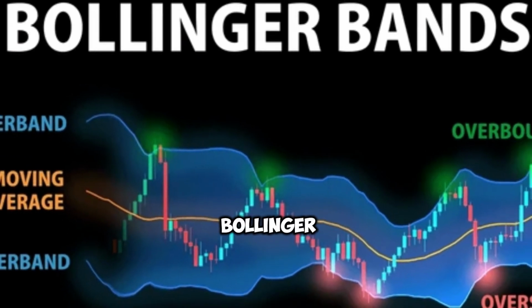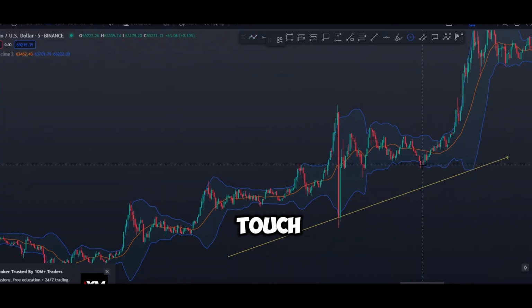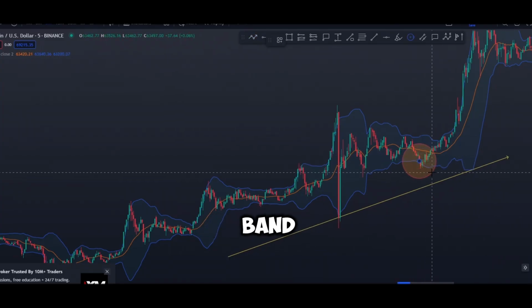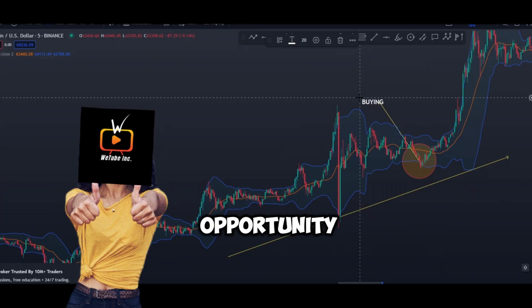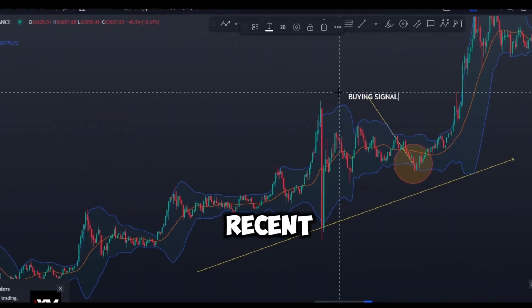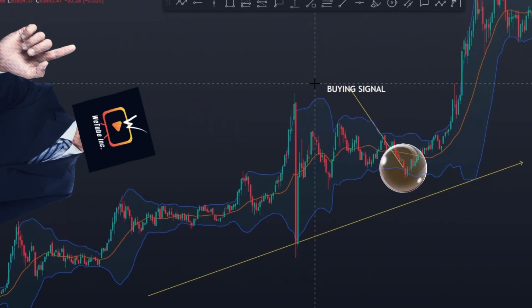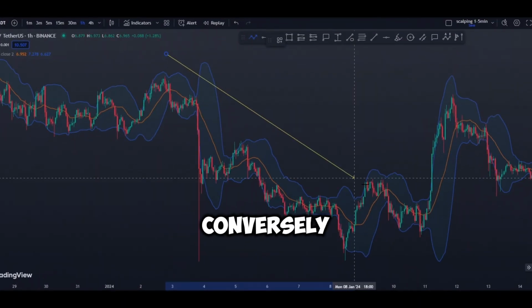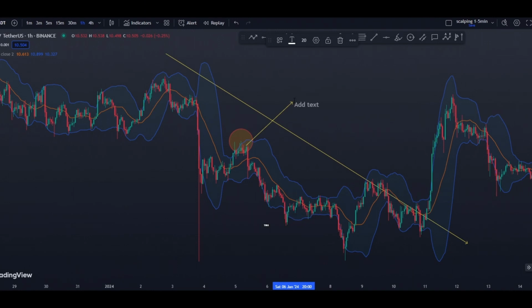The way they use the Bollinger Bands is very straightforward. During an uptrend, they look for the price to touch or slightly penetrate the lower band. This can signal a buying opportunity, suggesting that the price has temporarily moved to the lower end of its recent range and may bounce back within the prevailing uptrend. Conversely, during a downtrend, they reverse this approach.